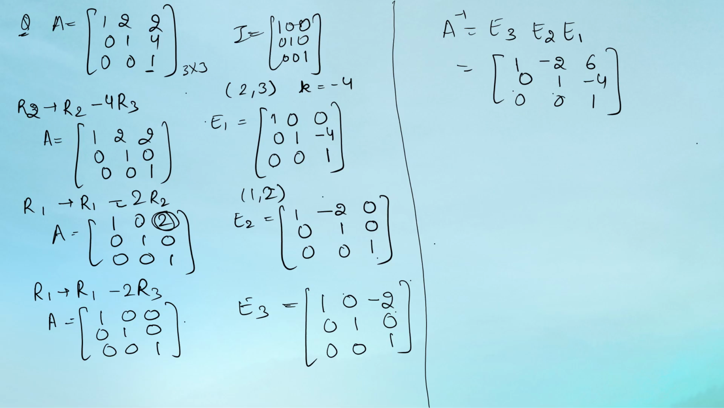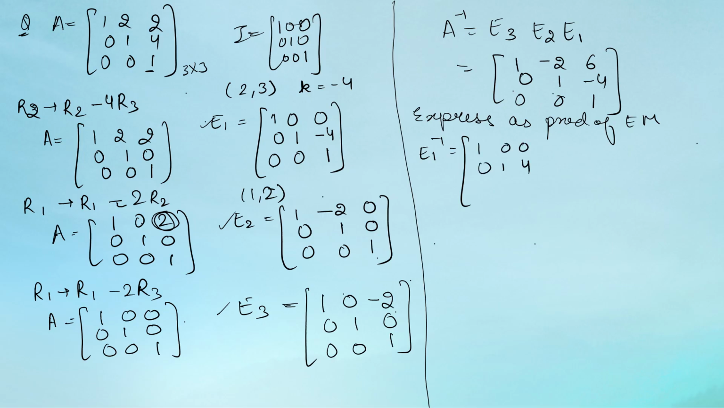Now, if I say express A as a product of elementary matrices, how will you do that? For that, you have got your E1, E2, and E3. Let's take their inverse. I had told you how to calculate. Inverse is Control Z. -4 was placed at 2, 3. So plus 4. So 1, 0, 0, 0, 1, 4, 0, 0, 1.